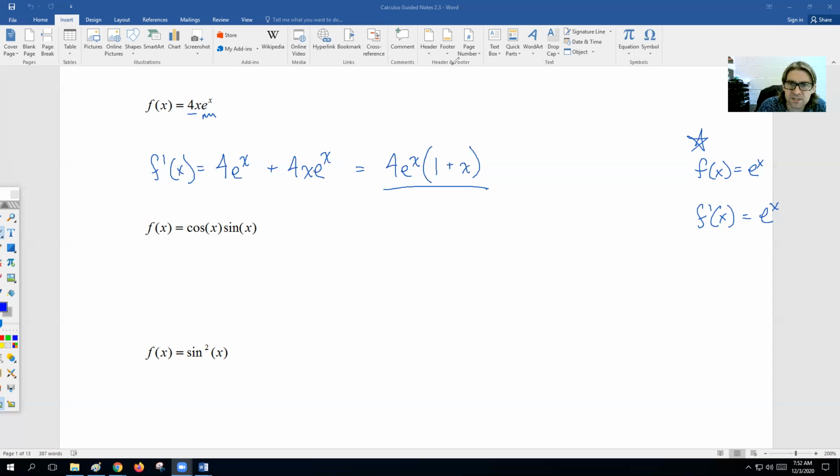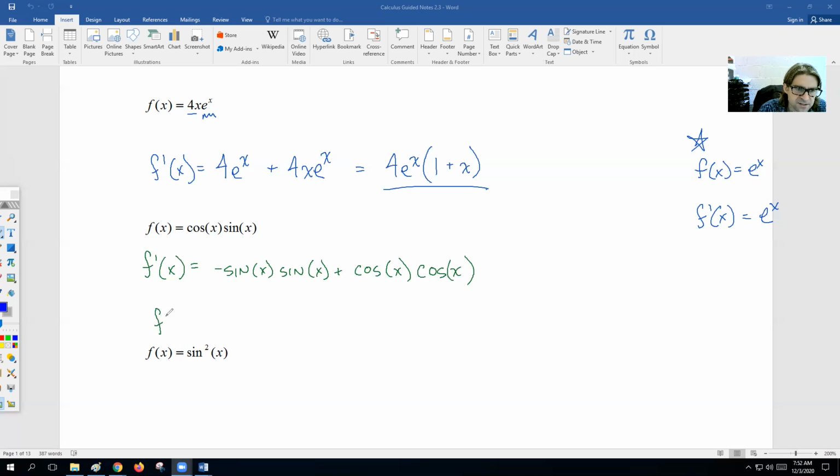Now, typically where we see this is with trig functions. So if we have cosine x times sine of x. All right, well, let's take the derivative of the first part. The derivative of cosine of x is a negative sine of x. We'll leave the sine of x alone. Plus, now we'll leave the cosine of x alone. We'll take the derivative of sine of x, which is cosine of x.